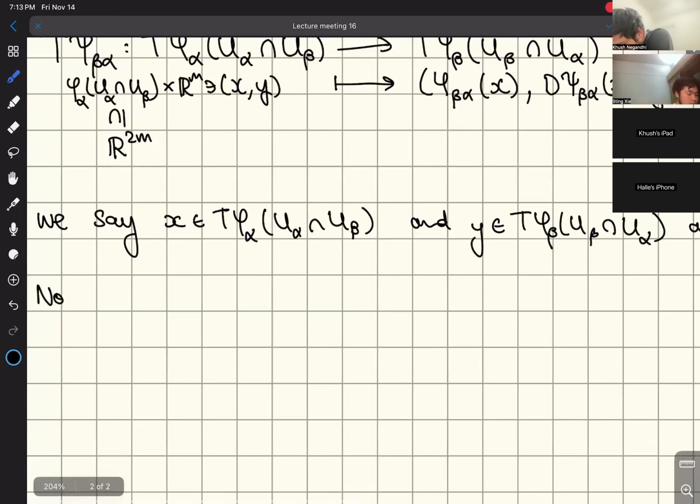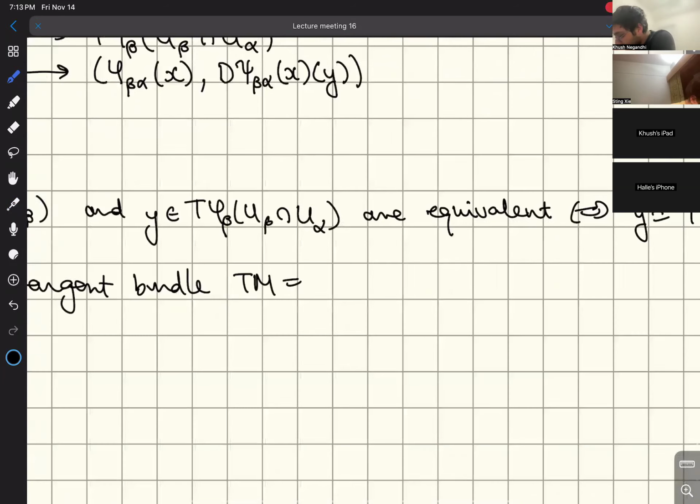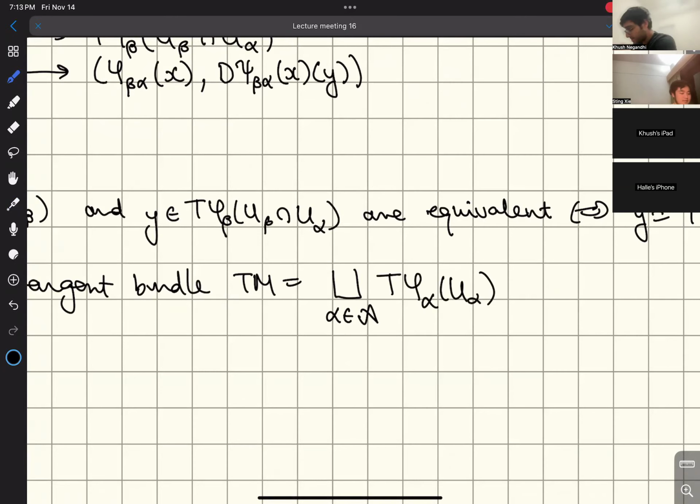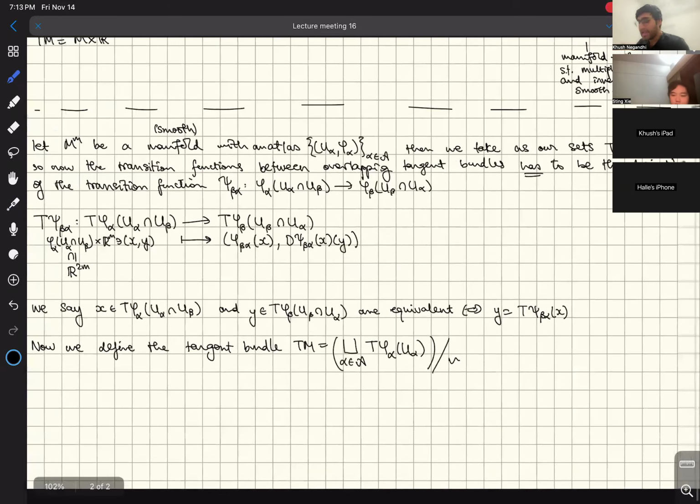So now we define the tangent bundle TM to be, okay, so we take the disjoint union of the tangent bundles of phi alpha, and then we quotient out the equivalence relation. Okay. And this is now the tangent bundle on M. It looks very complicated, right? It looks very complicated. However, it's very simple.